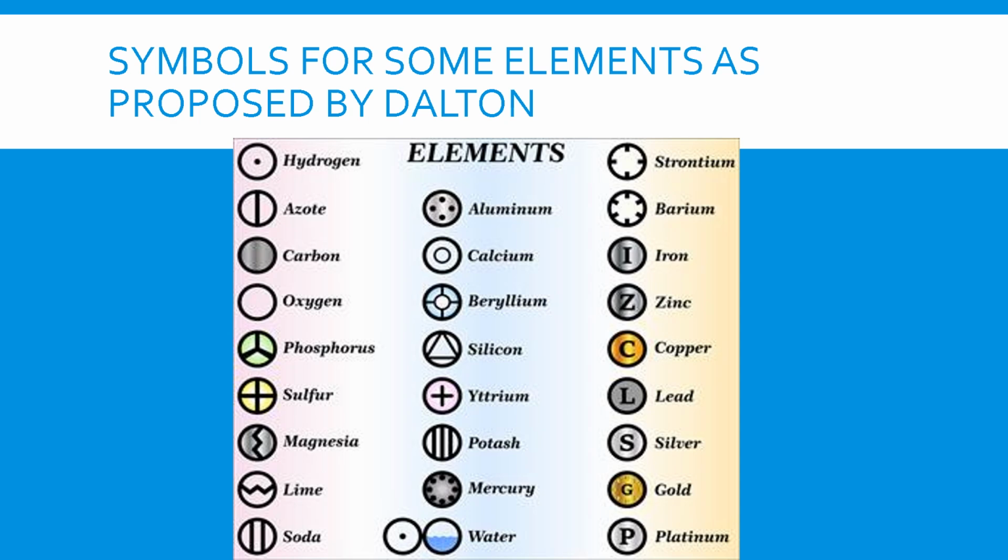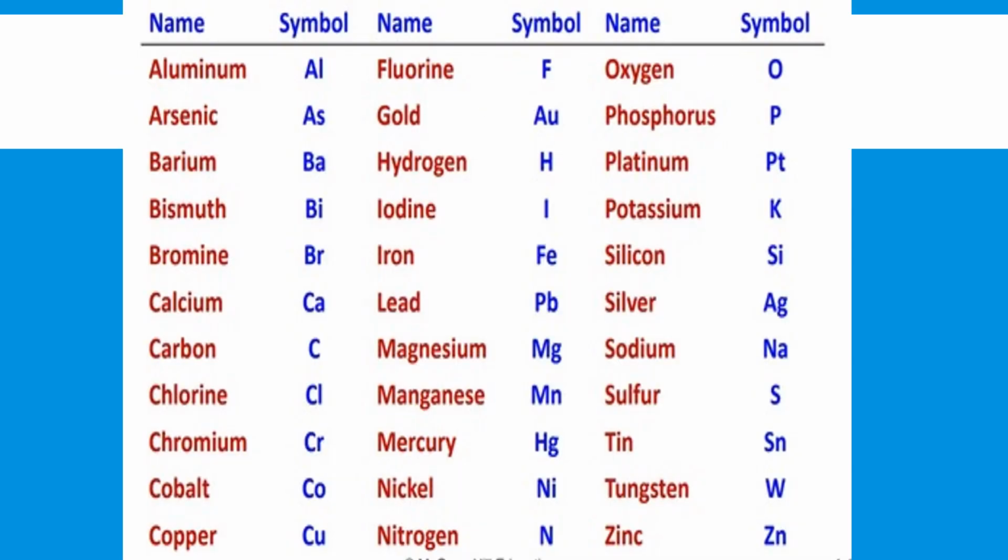Now the modern symbols were suggested by Berzelius, whatever modern symbols we are using. Now what are these modern symbols? You can see these are the modern symbols we are using, which are accepted all over the world. For example, the symbol of aluminium is Al, barium is Ba, hydrogen is H, potassium is K, copper is Cu. Like this there are so many symbols, and I am just showing samples.